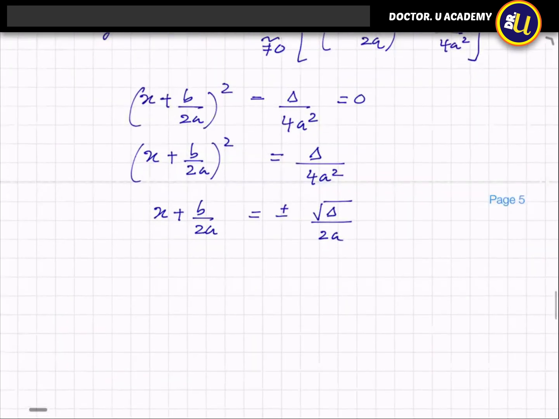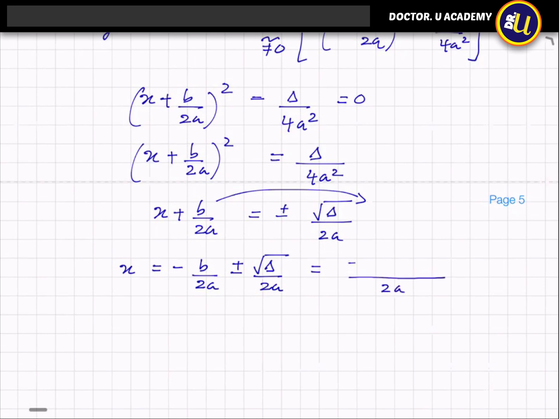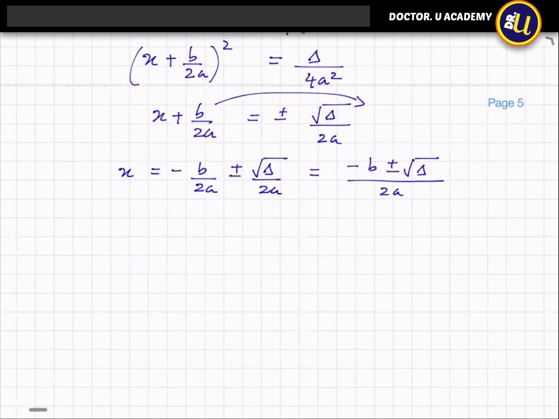Now I'm going to move b divided by 2a to the right hand side. So I would get minus b divided by 2a plus or minus square root of delta divided by 2a. Then the common denominator is 2a. So it's going to be now minus b plus or minus square root of delta, over 2a. So far what we have done, we have the equation ax squared plus bx plus c.